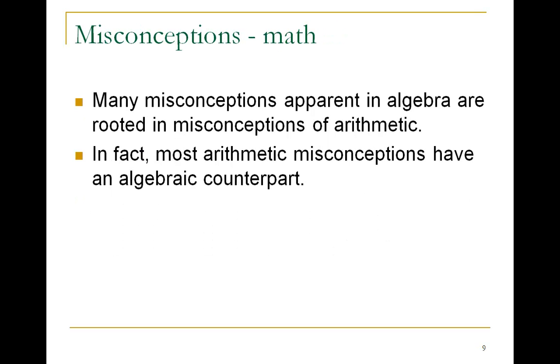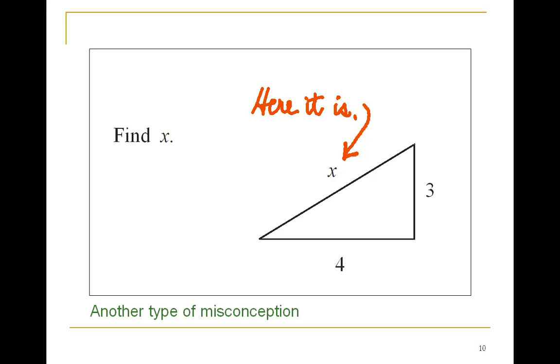Many misconceptions are apparent in algebra, and they are rooted in misconceptions of arithmetic. In fact, most arithmetic misconceptions have an algebraic counterpart. This is more toward the math end of misconceptions, which are actually far easier to analyze than the misconceptions in our day-to-day life. Here's an example of one. It's sort of amusing. The question is to find x. The teacher assumes you're going to use the Pythagorean theorem to find that x is 5, but some student just writes, here it is, I found x.